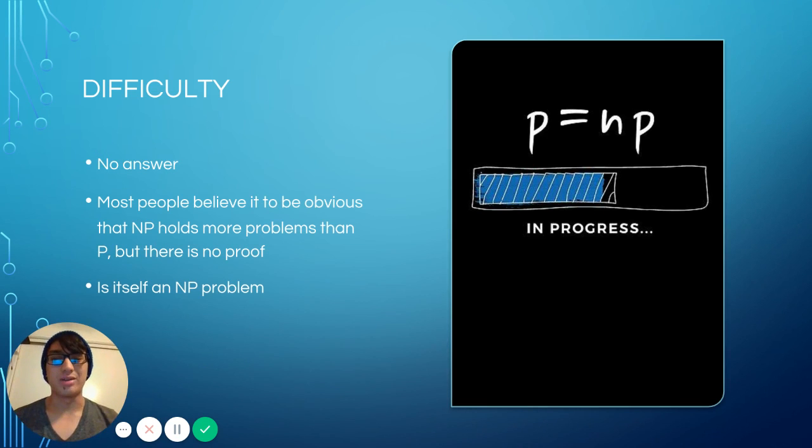So what's the difficulty of it? Well, up to now, there's still no answer if P equals NP or not. Most people believe it's just obvious to tell that NP holds more problems than P, but there's no proof to actually show that. Some people actually think that P equals NP, it's just not solved, which is, again, just as valid. And some people think that it's just impossible to solve this. Ironically, P equals NP is in and of itself an NP problem.